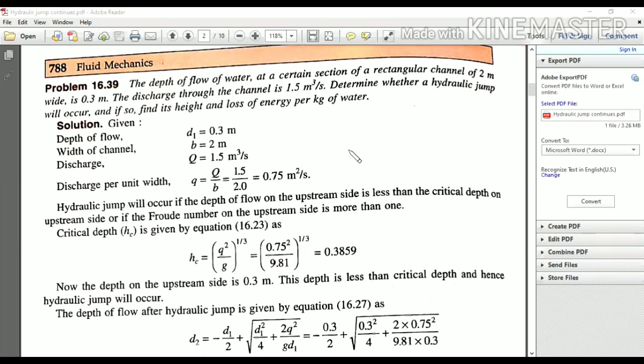They are asking us to find whether the hydraulic jump will happen or not. First, we need to find that. Second, they are asking if it happens, then what will be the height, that is d2, we need to find, and also the loss of energy. So there are totally three questions that we need to solve here. As you can see, d1 is given, and B is also given, Q is also given.